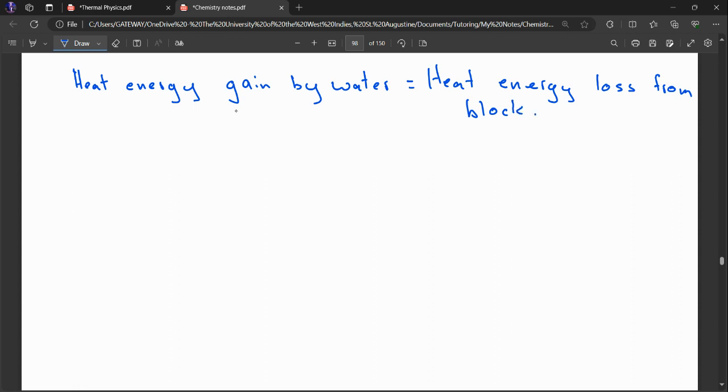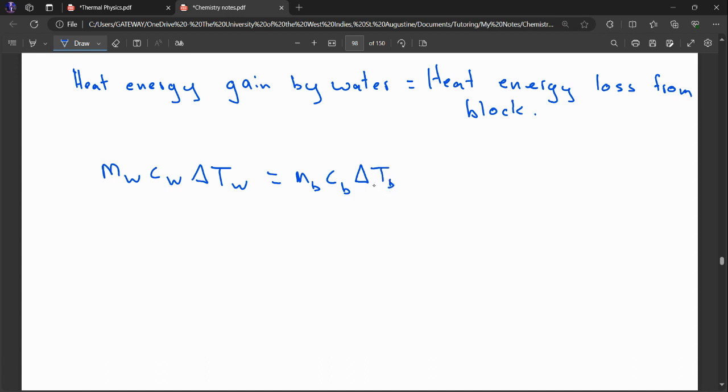So the heat energy gained by the water will be denoted by mass of the water multiplied by the specific heat capacity of the water multiplied by the change in temperature of the water. That is equal to the heat energy lost from the metal block, which will be the mass of the metal block, MB, multiplied by the specific heat capacity of the block multiplied by the change in temperature of the block.